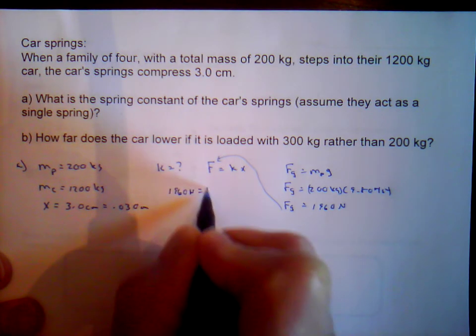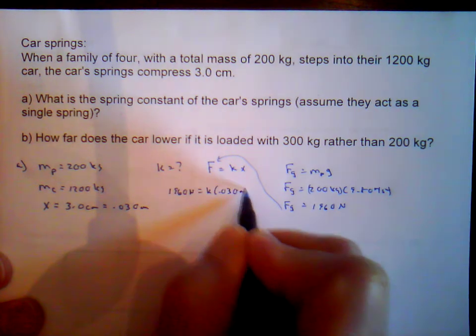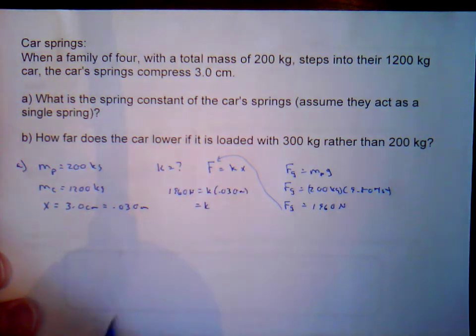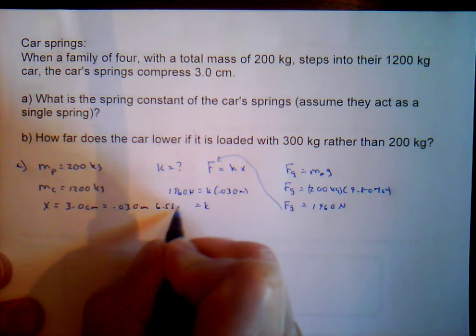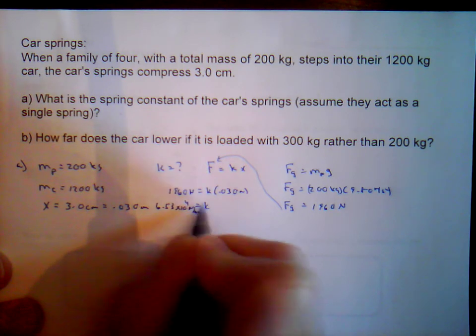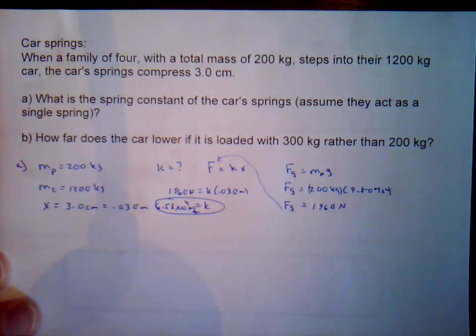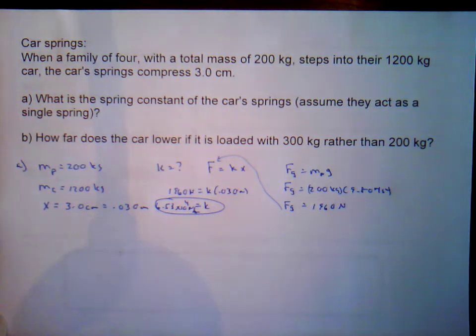So now we have 1,960 newtons equals the spring constant k times the distance, 0.030 meters. And we get this spring constant to be 6.53 times 10 to the fourth newtons per meter. That's the spring constant. Units for spring constants are newtons per meter.